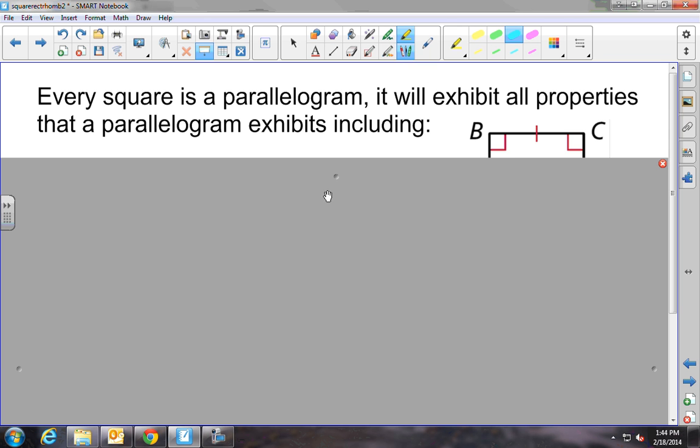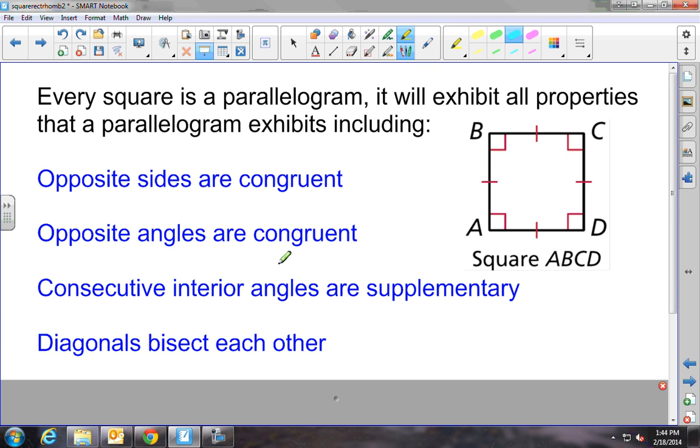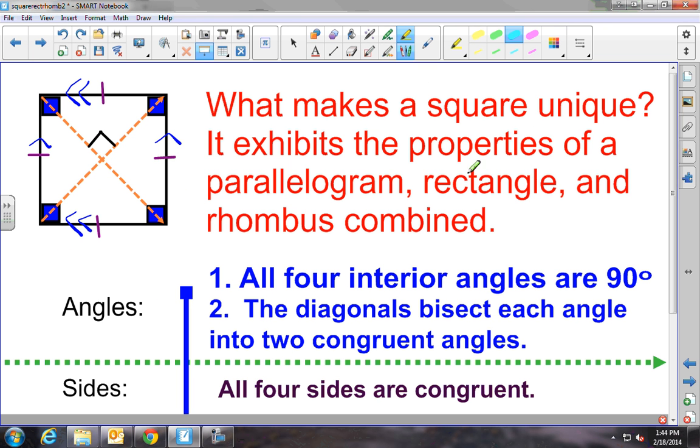Last, let's talk about squares. So squares exhibit the same properties of a parallelogram. So let's look at what makes a square unique. Well, it exhibits the properties of a parallelogram, a rectangle, and a rhombus, all combined. So everything, all the properties, squares got them.